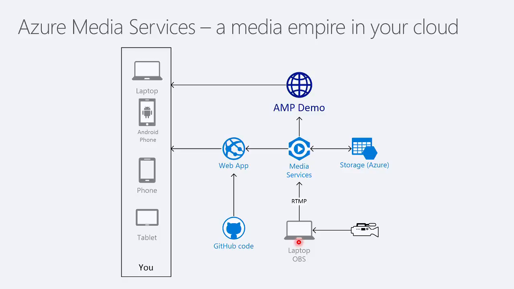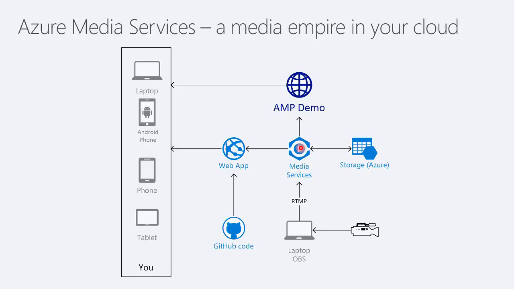So from that software, OBS in our case, we're going to be sending the live video stream via RTMP, that's the protocol I'm going to be using, to Azure Media Services, which is an Azure service for working with video. It essentially presents you a whole bunch of API endpoints that you can manipulate video with. You can do a whole bunch of different things with it.